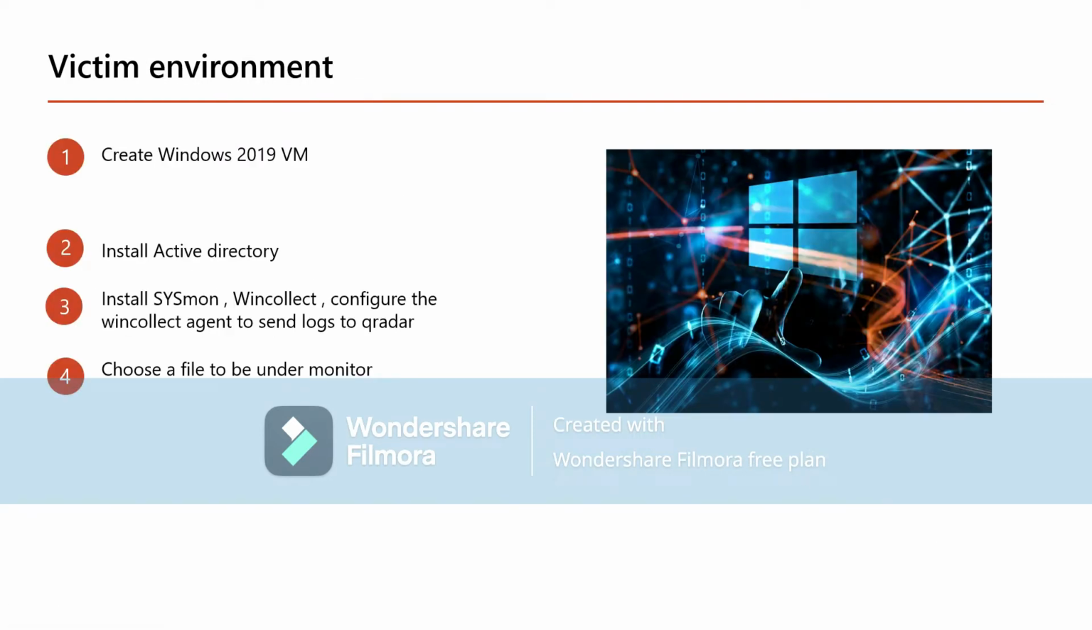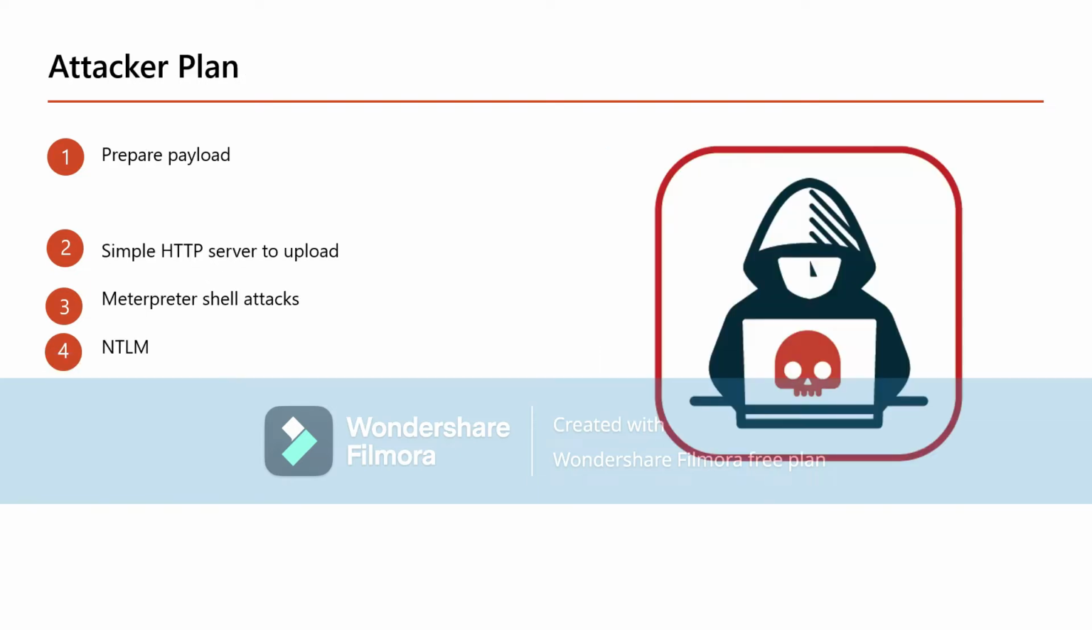First of all, we are going to prepare a victim environment. This victim will contain Windows 19. We are going to install Active Directory and install Sysmon and WinCollect, and configure the console to forward logs to the curator. And we are going to create a file to be confidential and monitored on the victim machine.